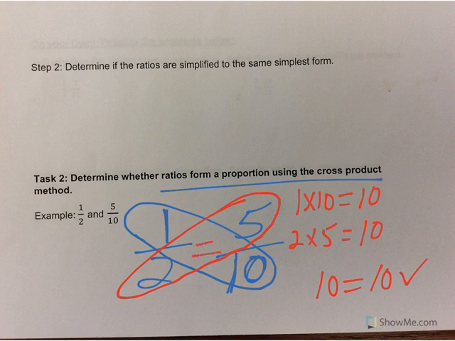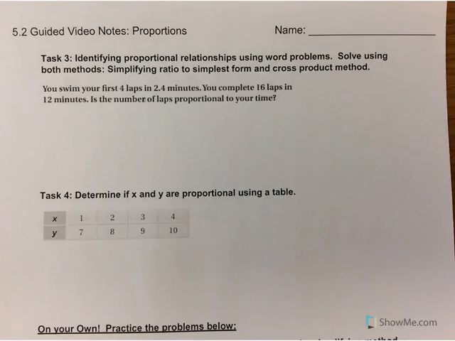So, determine whether the ratios form a proportion. In this case, yes, they do form a proportion. And again, the other method is to put them both in simplest form. We know 1/2 simplifies to 1/2. We know that 5/10, if we divide both by 5, we would also get 1/2. So they both simplify to the same thing. So those are the two main ways we'll use to see if two ratios form a proportion.